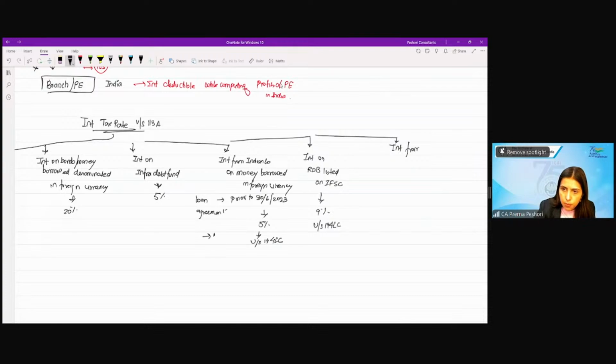Interest from the business trust. This we have already done. Interest from business trust on interest received from the SPV. Right? This will be 5% under section 194LBA.